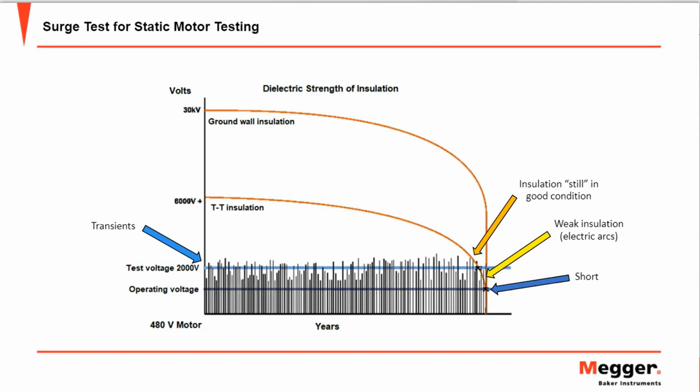Now we can identify the problem at this stage, which means before the arc. And that is a good way to identify problems in the motor.